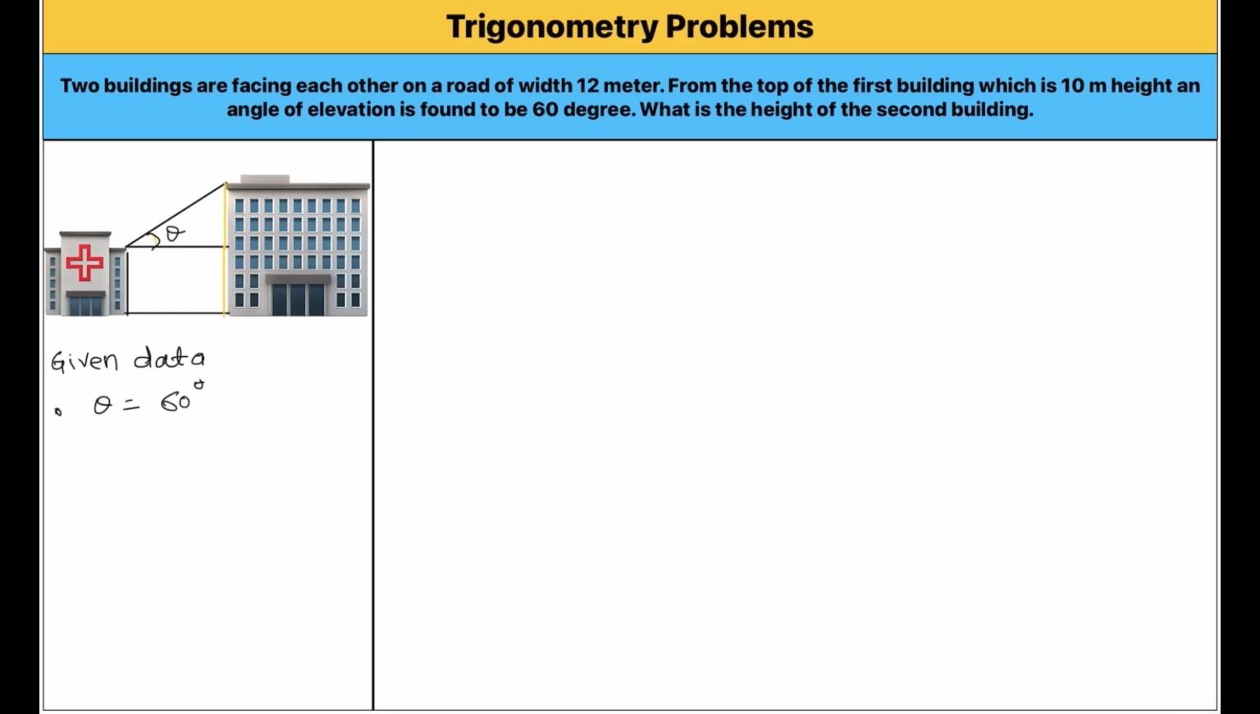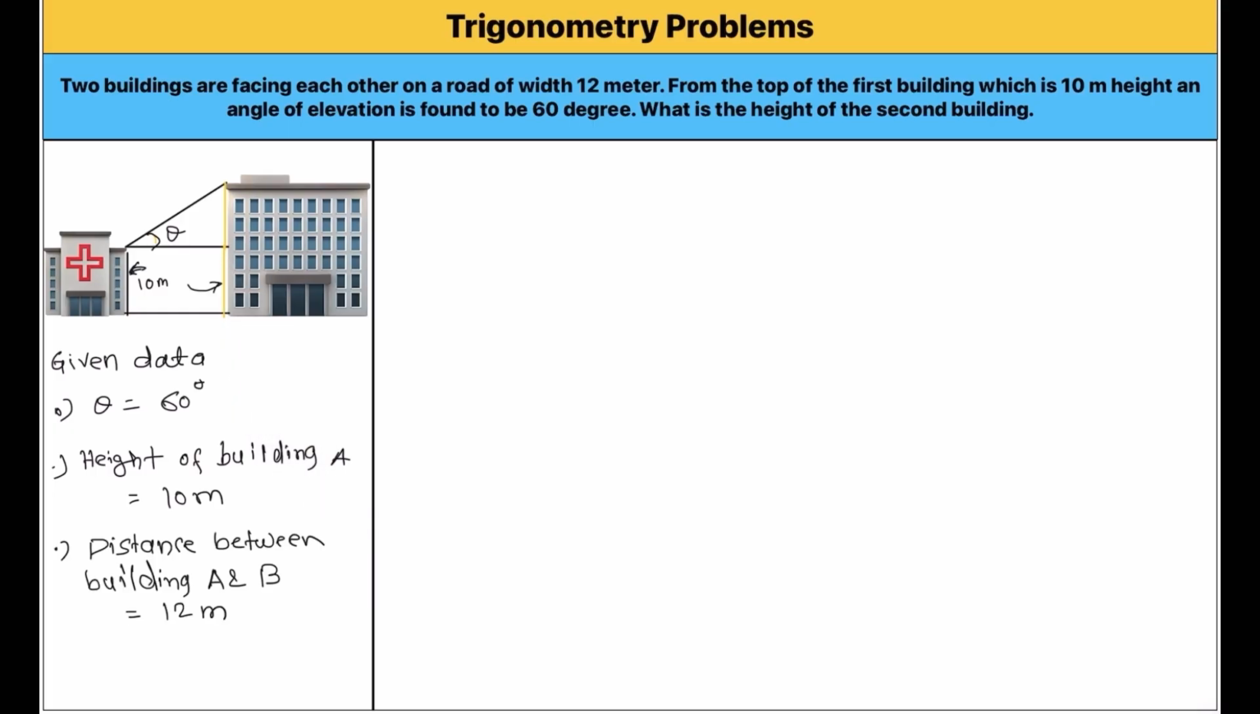So what is the given data? Theta as 60 degree, that is nothing but angle of elevation 60 degree. Height of building A is 10 meters. So now if this is 10 meters, that means we know the height of building B is also 10 meter plus something. The distance between two buildings is 12 meters. So the same distance would be here, as this is forming a rectangle. So same side measurements. From this, height of the building B would be 10 plus something. Let's call it as 10 plus x.